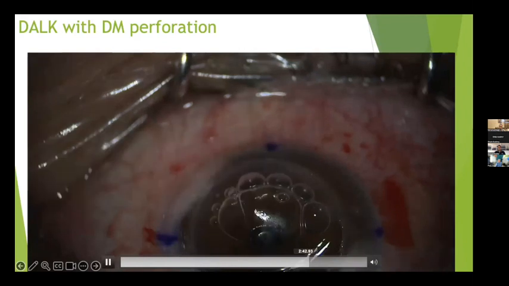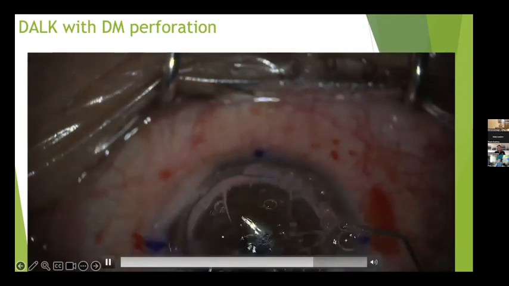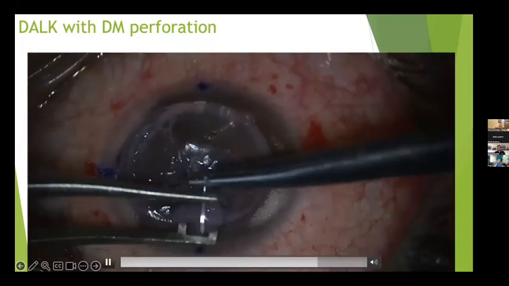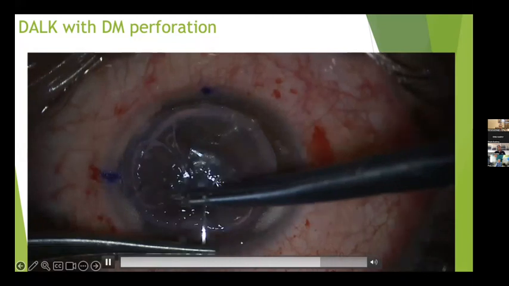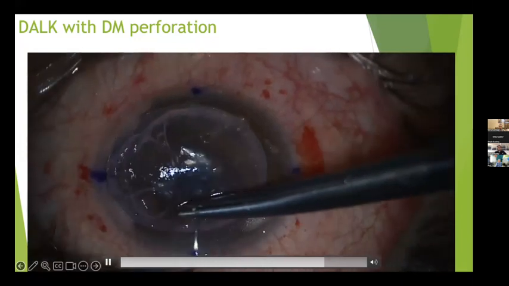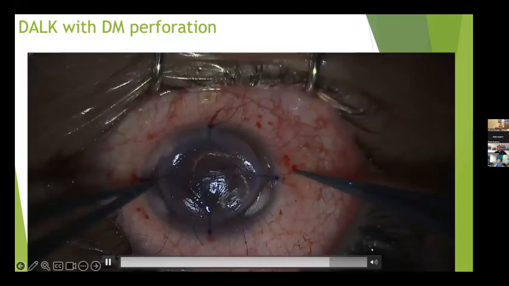After removal of the stroma, I'm going to inject some air again to see the extent of the perforation. It's quite a small perforation, around this size. All that it causes is that it may increase the chances of double anterior chamber and the need for rebubbling after deep anterior lamellar keratoplasty.